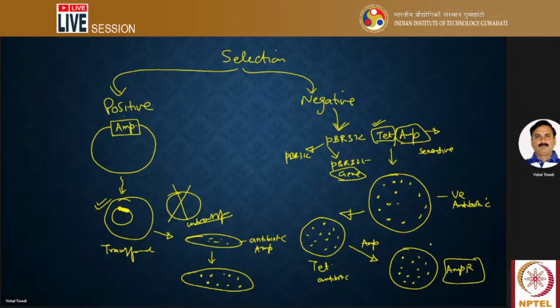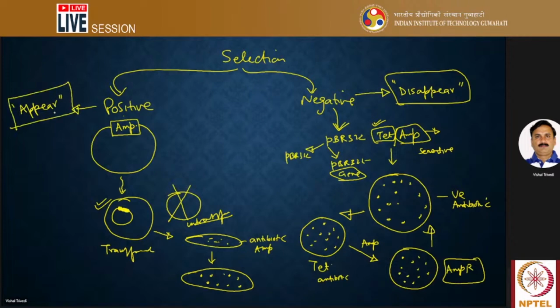So what you can do is you can just go back to the master plate and then you can look for the colonies which are being disappeared. So this is where you are looking for the colonies which got disappeared. So in the negative selection, you are going to see the colonies which got disappeared when you are applying the selection pressure. Whereas in the case of positive cloning, the colonies are actually going to appear when you are going to apply the selection pressure.